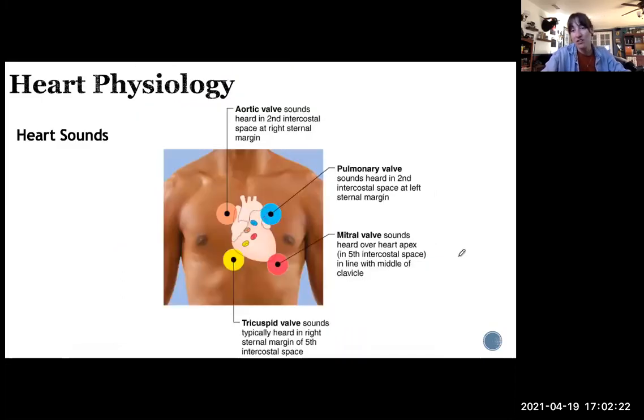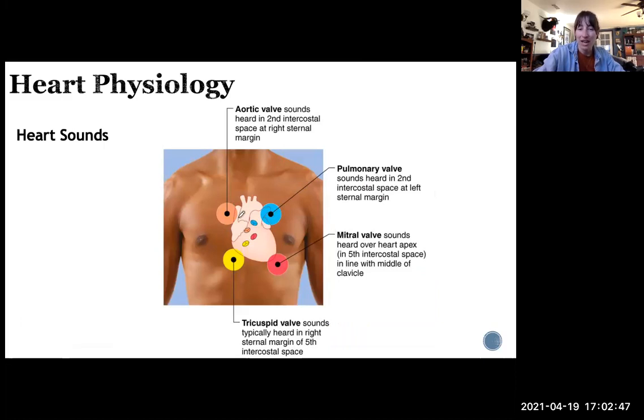Ooh, this is cool. So here's a little clinical application for you. Your heart sounds. If you were to get a stethoscope and try to listen to your own heart, you would not hear it very well. You might be actually listening to your blood pressure pumping through your ears. So get a friend maybe and see if you can hear the different valves of the heart.